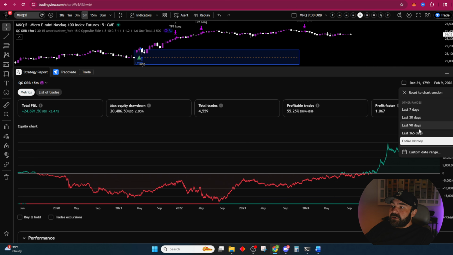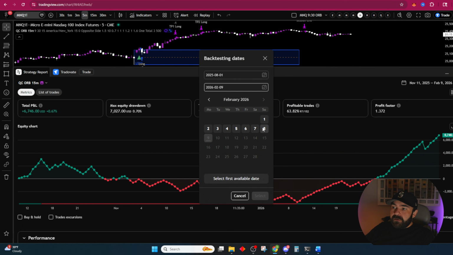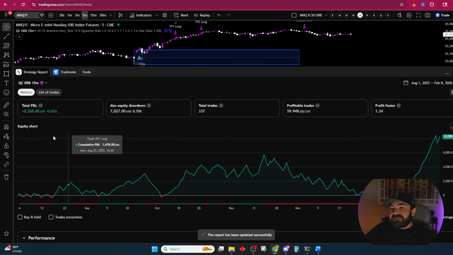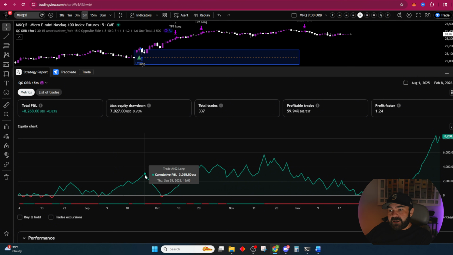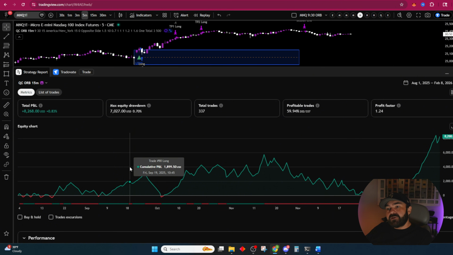So let's go look at the last 6 months. So we're going to go from August 1 to February 8 of 2026. In the last 6 months, your total P&L is 8,268. Your drawdown, again, if you're using a prop firm account, may be a little tough, like this section right here. That's probably an account ruiner right there. You probably have a couple other sections of account ruin somewhere in here.